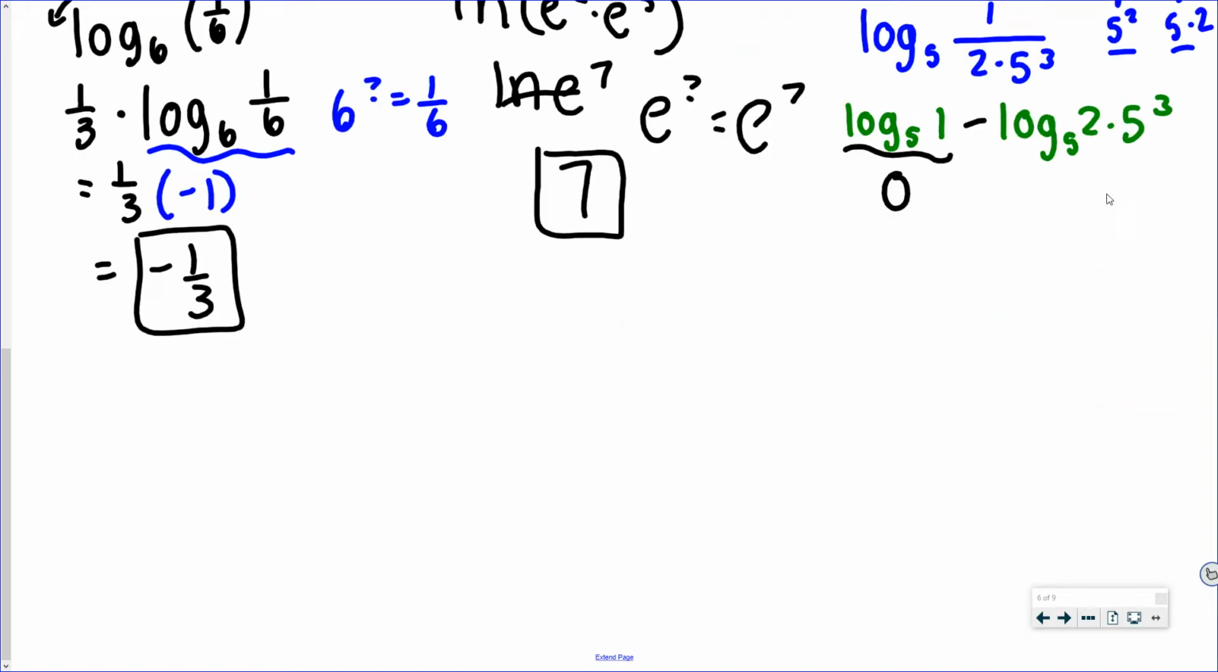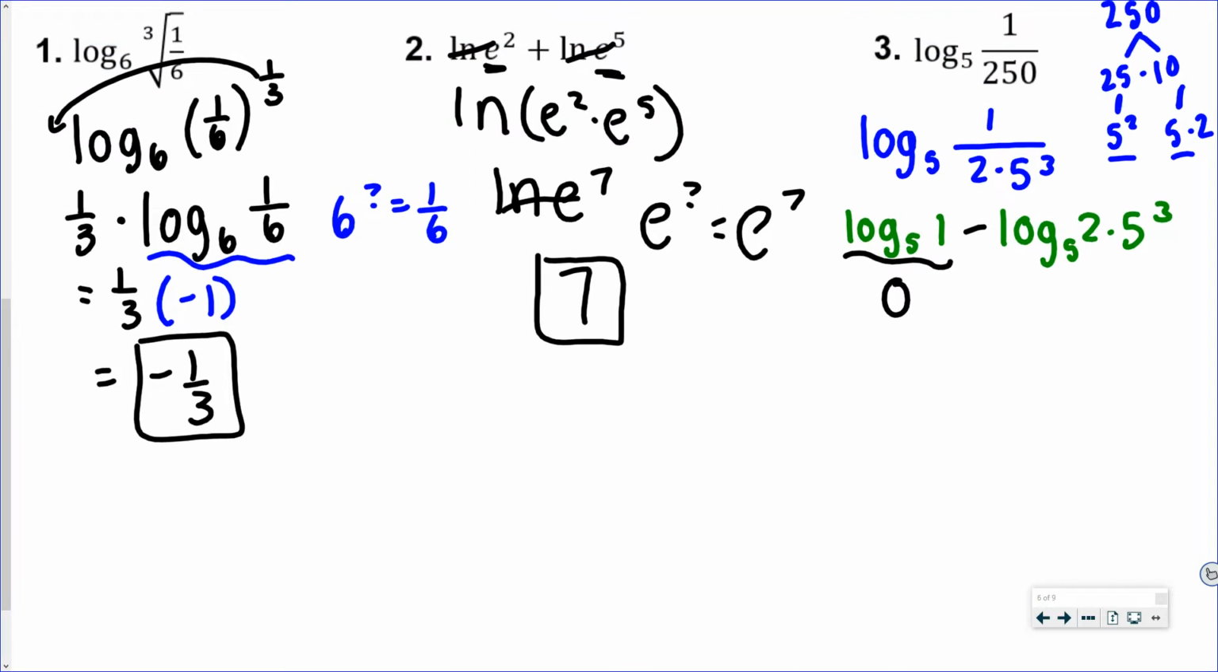And then here I can break this up because I see I have a product. So anytime you're breaking it up and we have subtraction out here, let's use these brackets. I could rewrite this as log base 5 of 2, that's 1 factor, log base 5 of 5 cubed. Here's that product property, and I would add those separate logs.